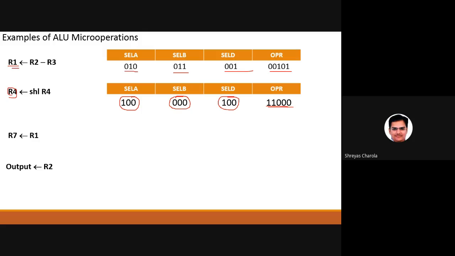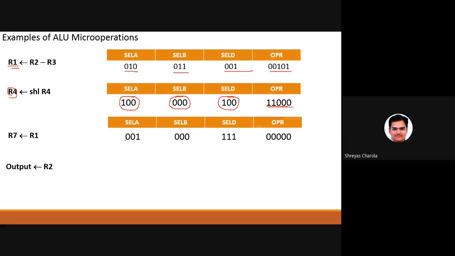What should be the answer for that? Okay, very good. First register, the answer will be stored in R7 and 000. What about the last one?